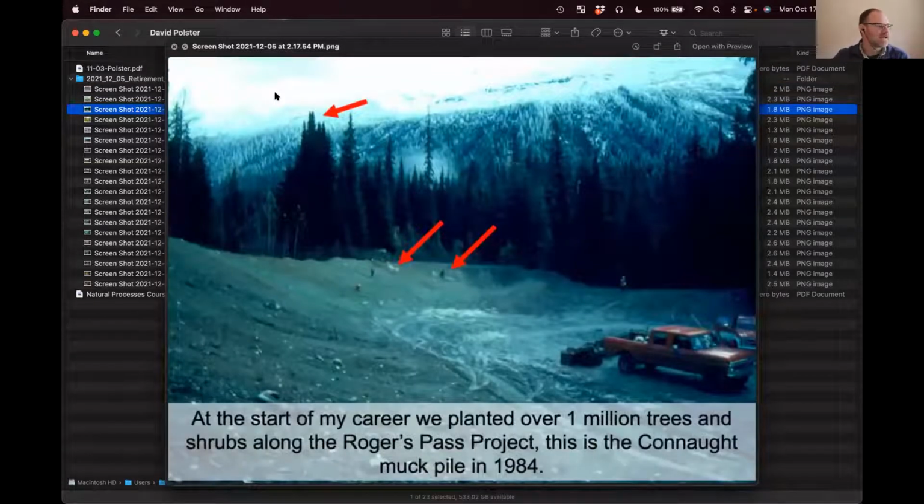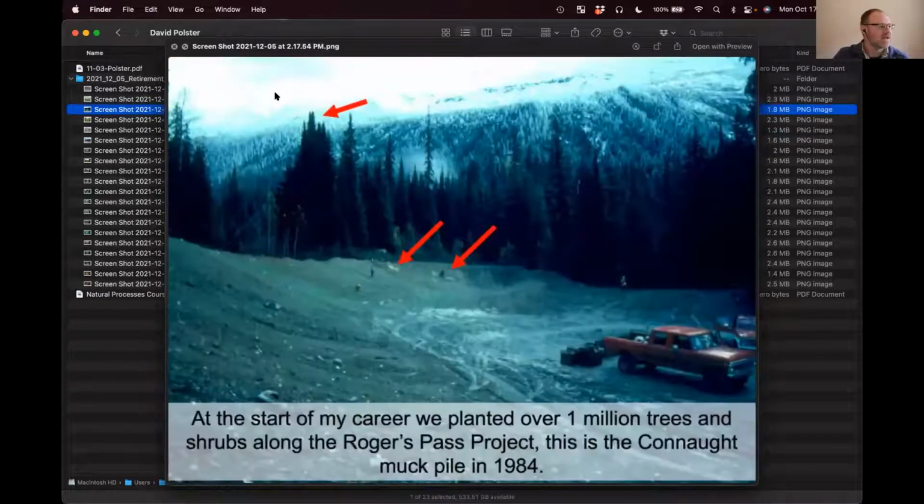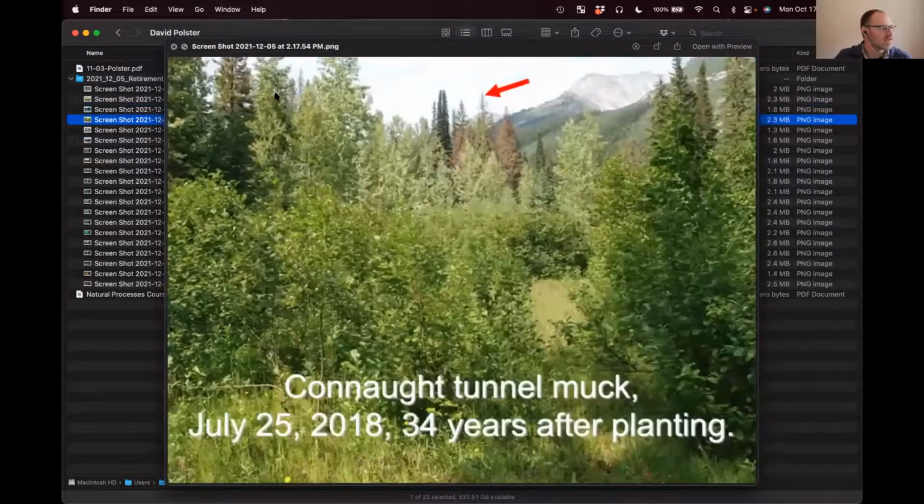Again, this is a great example in Rogers Pass in '84. And here's that tree on the left, here's that tree on the right. So 34 years after planting, basically a big gravel yard that they were taking gravel from and using for different areas within that roadway.